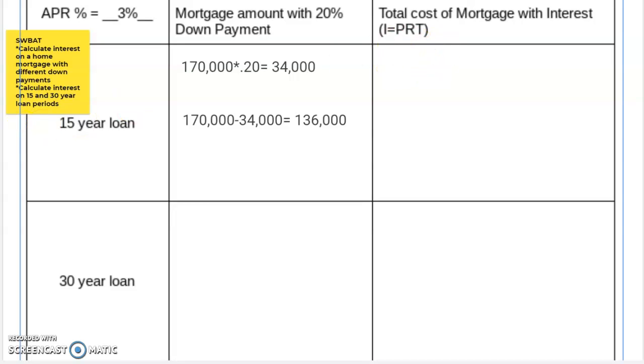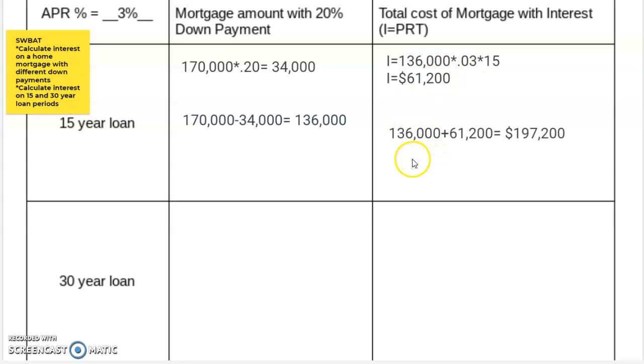And over here, we're going to use that $136,000 to calculate our interest. I want you to try this real quick. Alright, as you can see here, I went ahead and did the calculations, and I ended up with an interest amount of $61,200, and then I added that to our principal amount of $136,000, and I ended up with an overall cost of $197,200. So that would be how much you would pay for your total loan over your 15-year loan period.